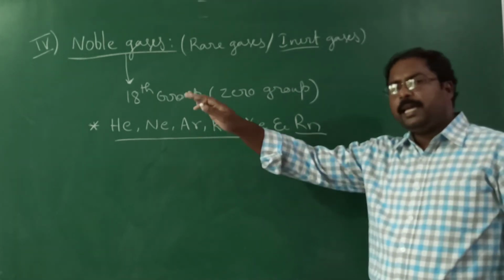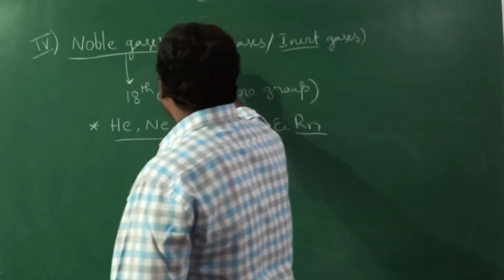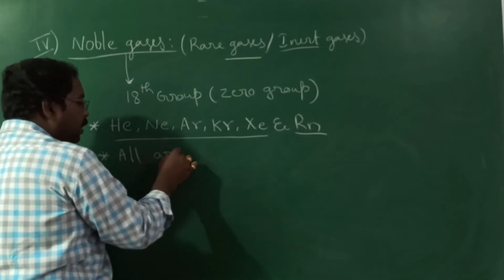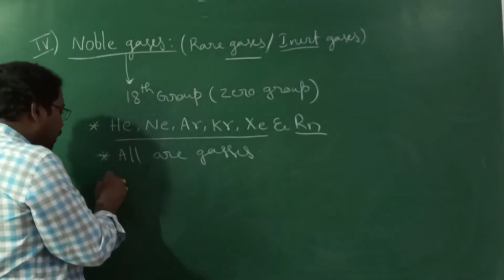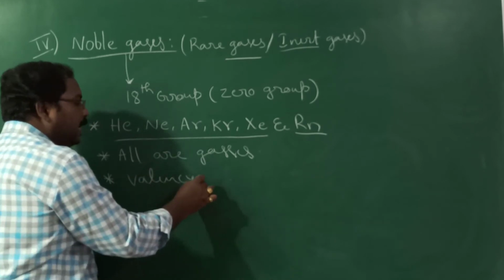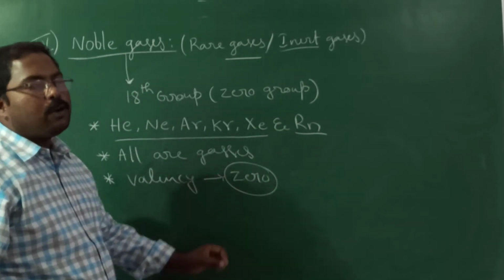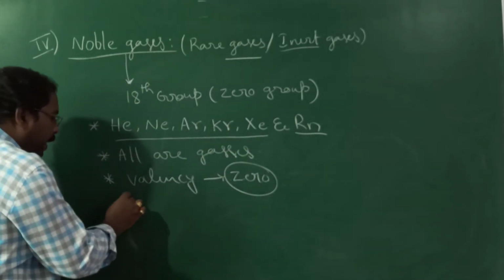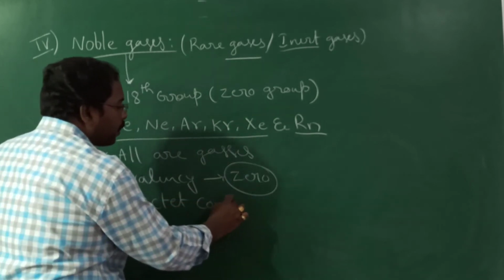Their properties, we discussed everything. The common point is that all are gases. All these noble gases are, in a simple way, gases in state at room temperature. What about the valency? The valency of these elements is 0. The combining capacity of these noble gases is 0. Why don't they form compounds? Because they have octet configuration.